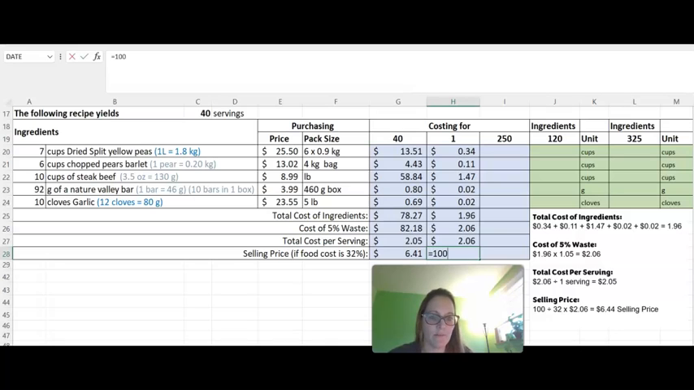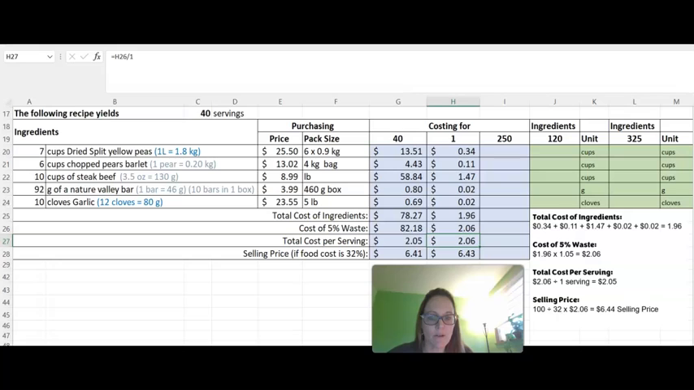And for our selling price based on one serving, we're going to do the equal sign and then we're going to do 100 and then divide it by 32, and then we're going to multiply it by our serving size, so $2.06. And then we're going to press enter, and you can see here that our written calculations has $6.44, and in Excel it says $6.43. So we have to round up.